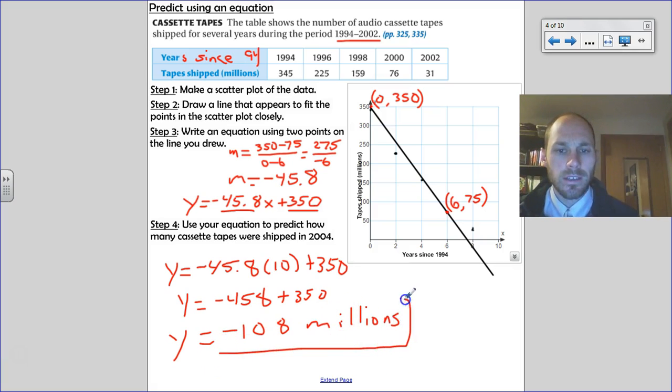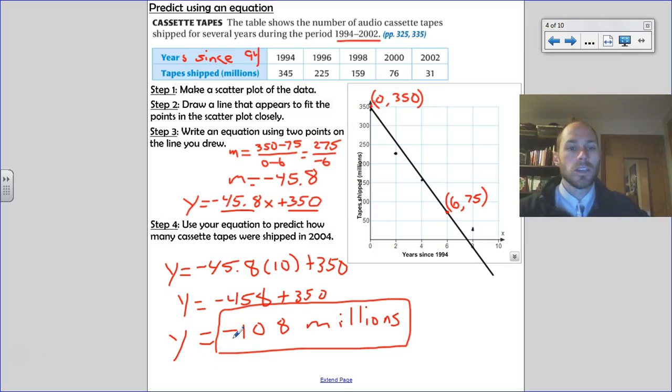Now, let's take a look at that answer. Does that make sense? Well, you can't ship a negative number of tapes. So what does that mean? Well, according to the data, we weren't shipping cassette tapes anymore. That was about the time when CDs came out and cassette tapes went obsolete. So you're done sending those.